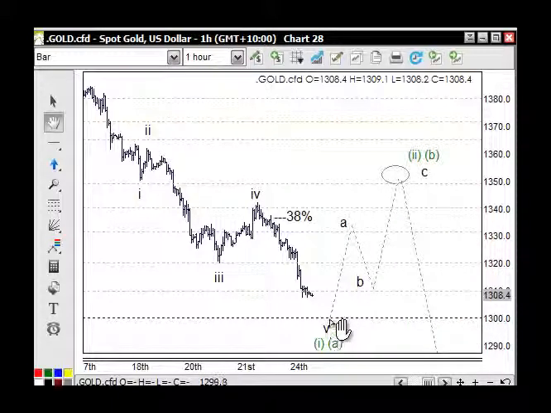But it's more important to track the wave structure. So 5 waves up, 3 waves back, 5 waves up. It may be anywhere from 330 to 350. Let's just see how we go with that. But that will give us a short trade here, and also on gold stocks as well.